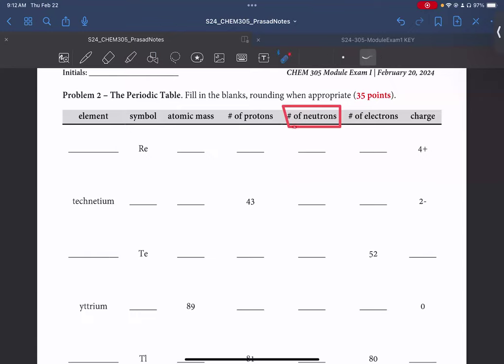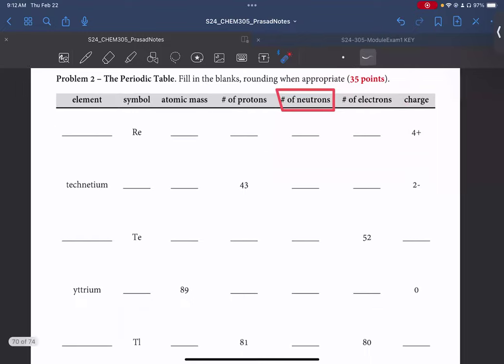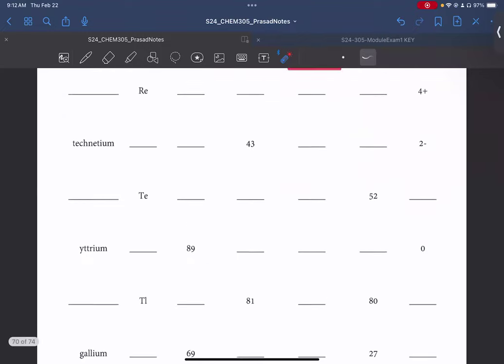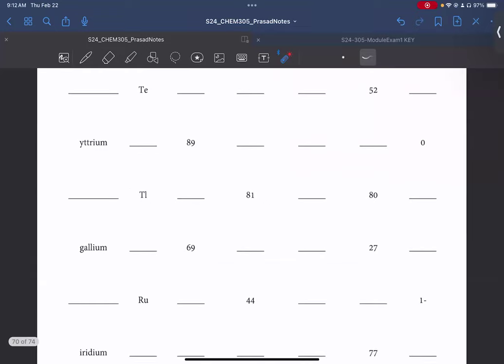So instead of giving me number of neutrons right here, people actually gave me the mass, which is kind of redundant because I already have a column for mass. So in that case, please read the columns next time for a question like this. Most people did correctly identify the relationship between electrons and charge.